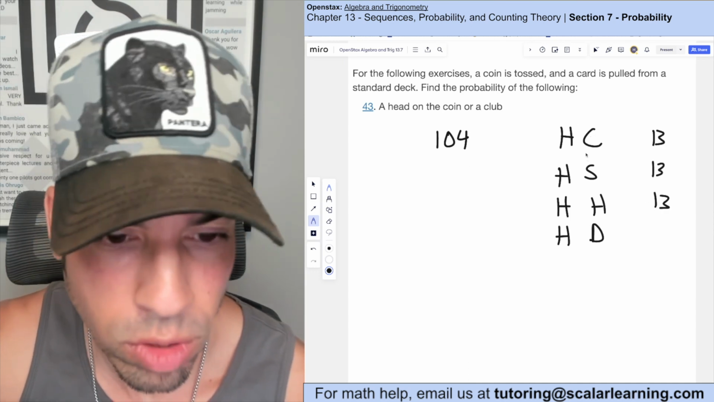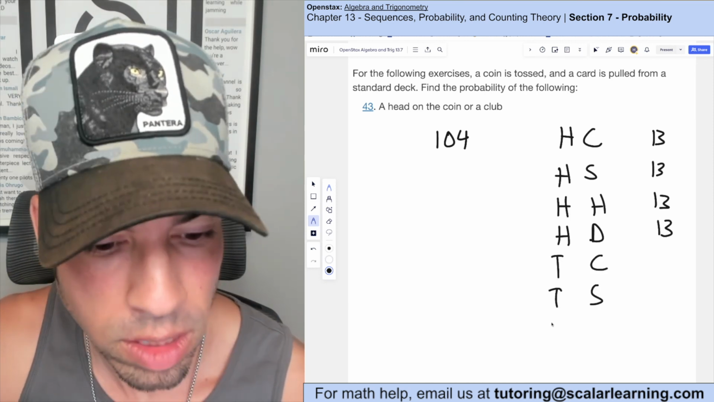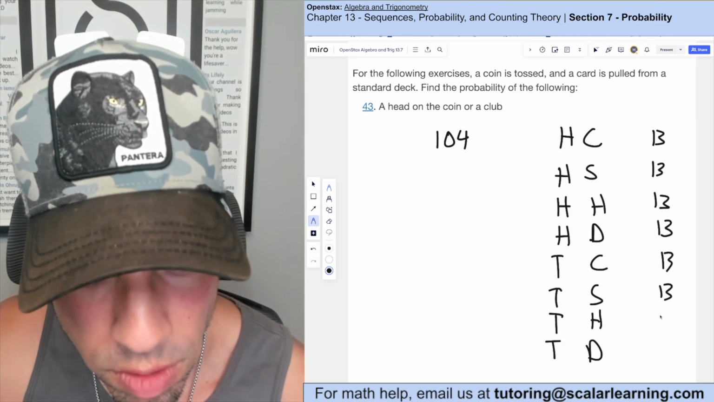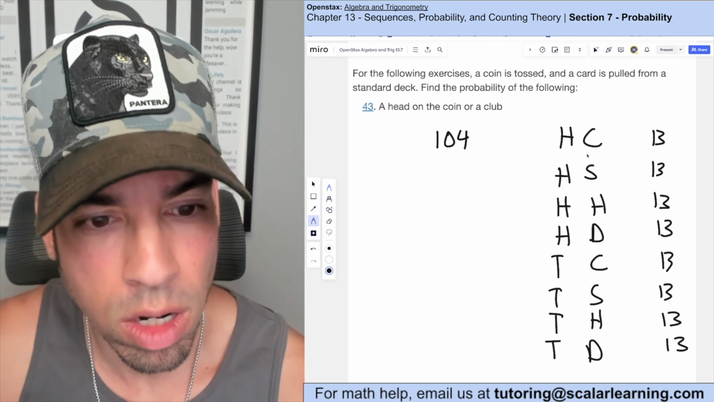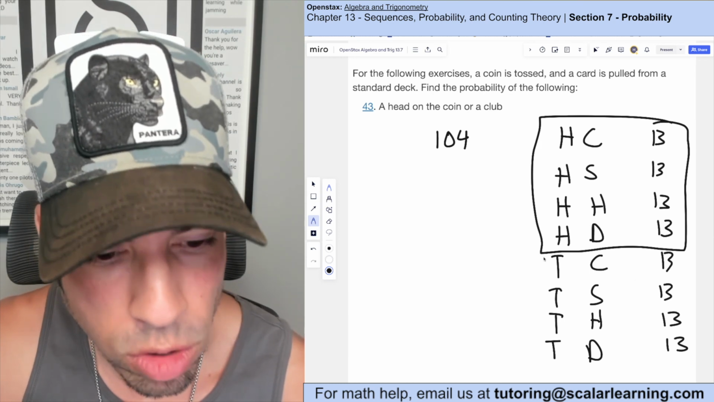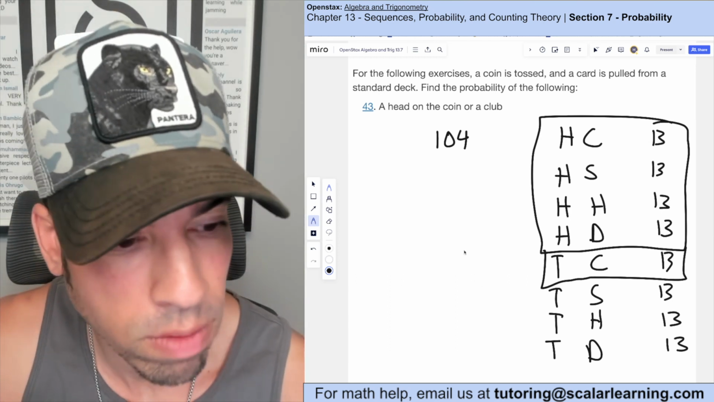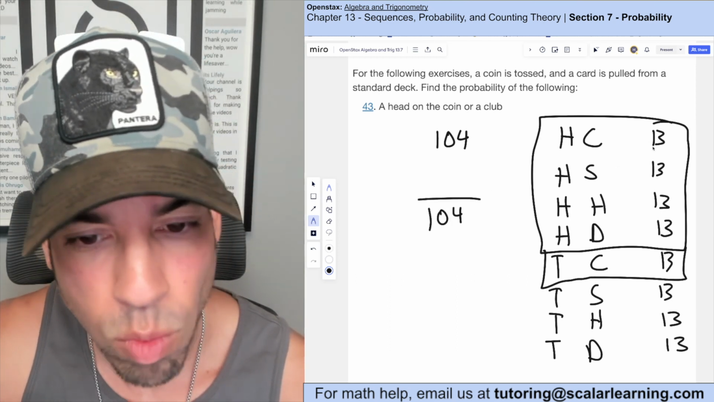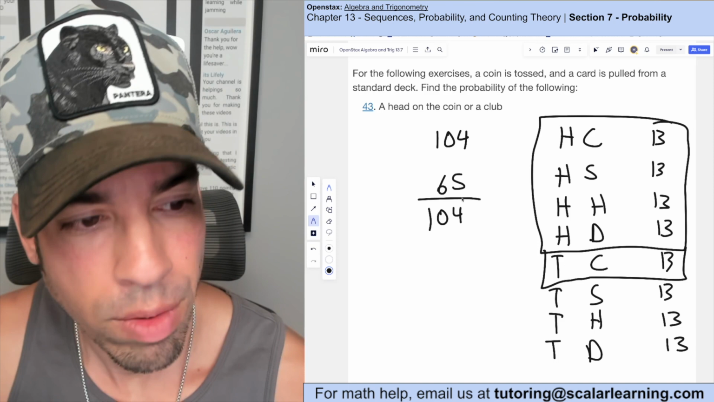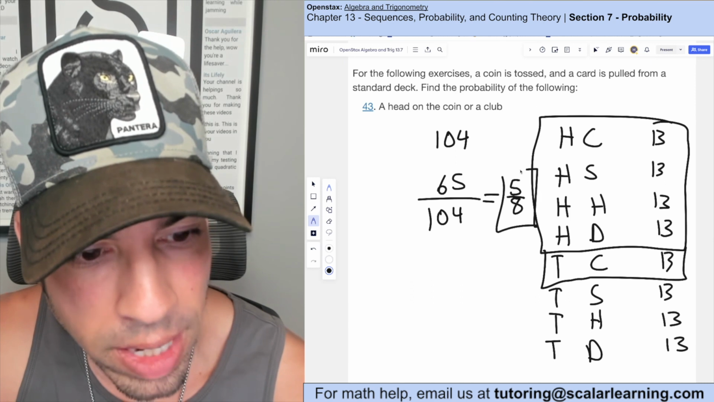Heads, and then there are 13 clubs out of 52, and so on. We could also get tails and clubs, tails and spades, tails and hearts, tails and diamonds. Again, there are 13 options for all of these. So if we're saying we can get a head or a club, all of these heads outcomes are going to be winners. That's 52. And then we also have to include this group where we can get a club with tails. This is a total of, again, 104. What we count as winners is this 52 plus another 13, which is 65. Now we can divide the top and bottom by 13, and we get 5 on top over 8 on the bottom. 5/8 is the winner.